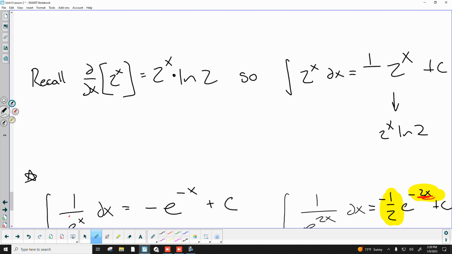Dylan Clark White strikes again. 1 over ln 2 times 2 to the x plus C is correct. Bam, boom. That's what I'm looking for. You guys are a lot better than the other classes at getting that. Excellent job.